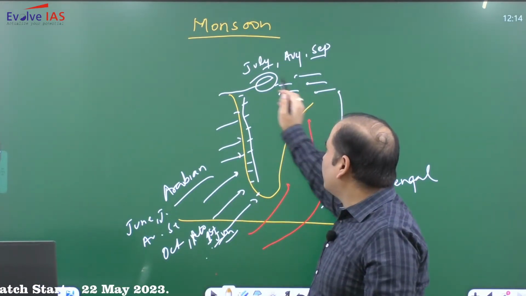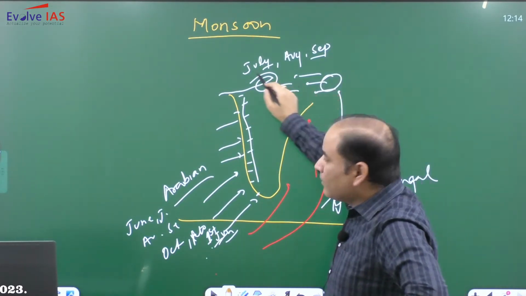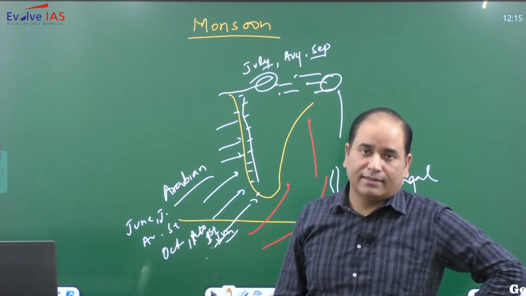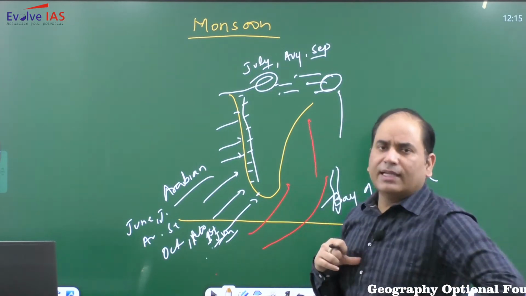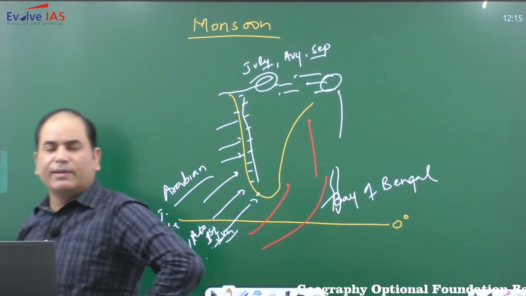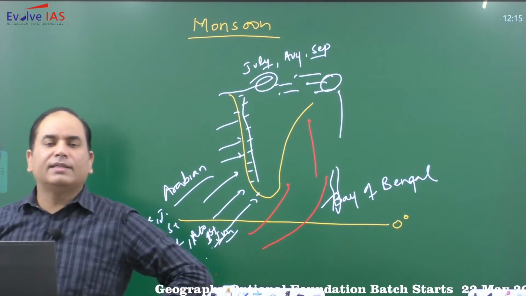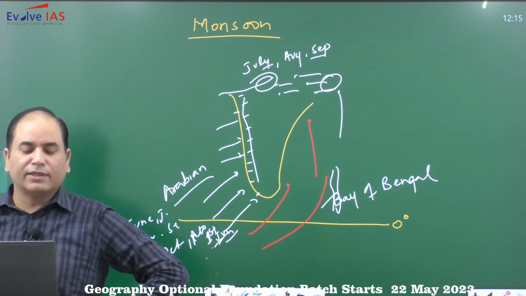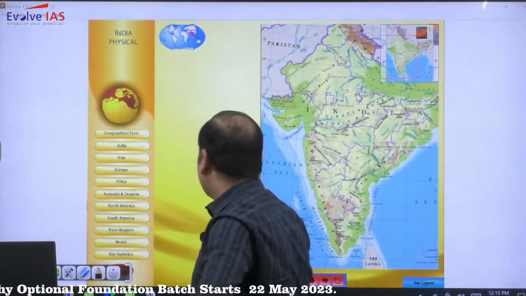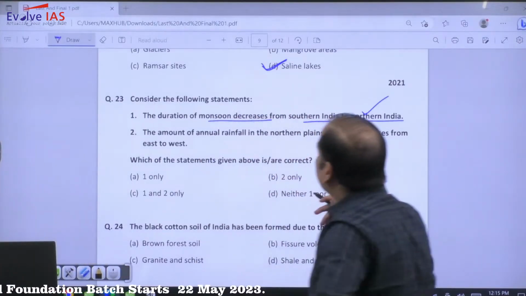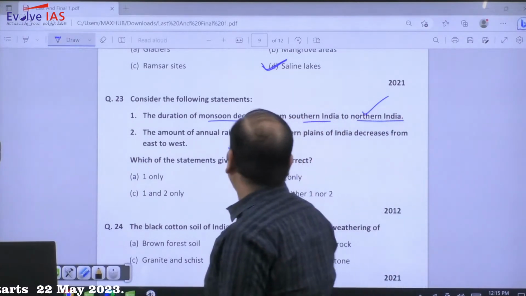So जैसे ही mainland पे wind blow करेगी, now this wind's highest moisture is here, and as it moves from east to west, the amount of moisture will start decreasing, and so the rainfall. That is the reason why northern West Bengal will receive more rainfall, Bihar will receive more rainfall in comparison to UP, eastern UP will receive more rainfall in comparison to western UP. So all this is because of the nature of how the winds are blowing. So the statement that the amount of annual rainfall in the northern plain of India decreases from east to west is also correct. So the answer will be 1 and 2.